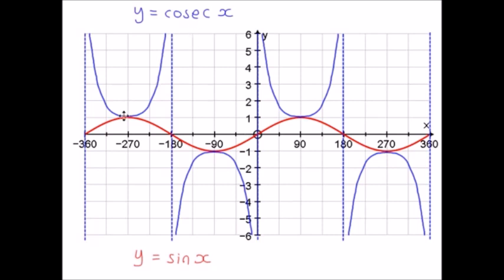The cosec graph also has a period of 360 degrees. So if you look at this point here on the cosec graph, the next point which is similar is here. That's 360 degrees between these points. So similar to the sine x graph, it has the same period of 360 degrees.